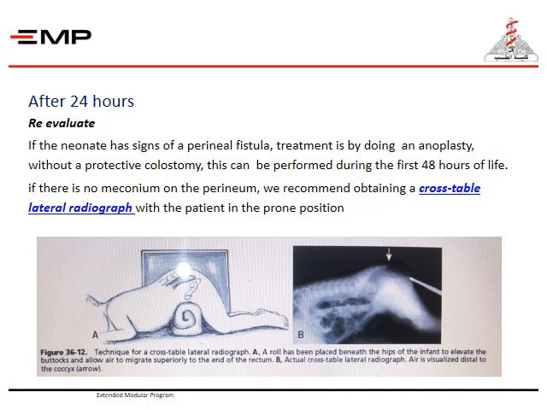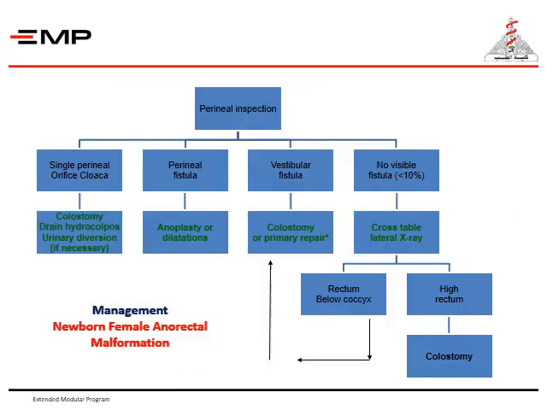Conversely, if the rectal gas does not extend beyond the coccyx, or the patient has meconium in the urine, an abnormal sacrum, or a flat bottom, a colostomy should be done. Then perform a posterior sagittal anorectoplasty 1 to 2 months later, provided the neonate is gaining weight appropriately. This diagram shows proper management of female anorectal malformations.